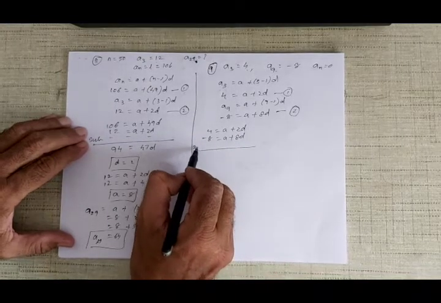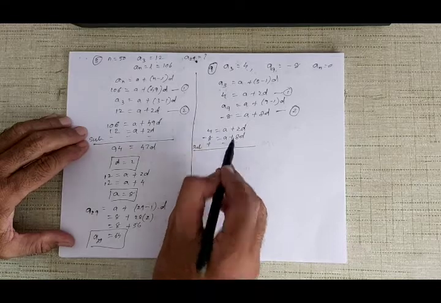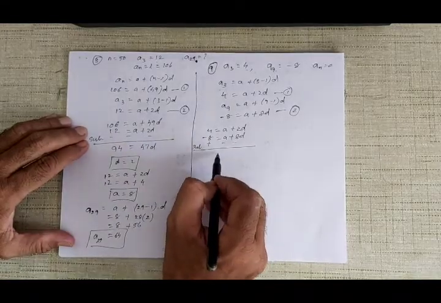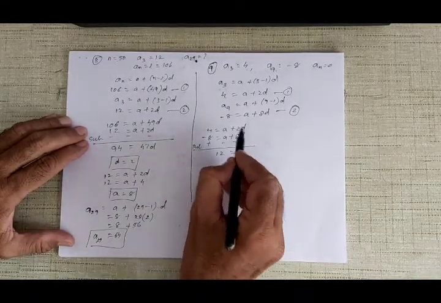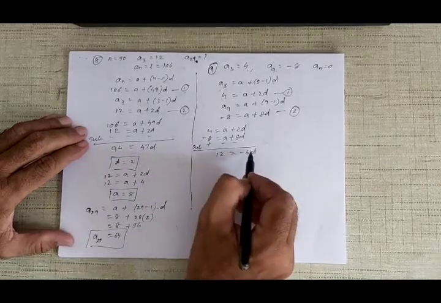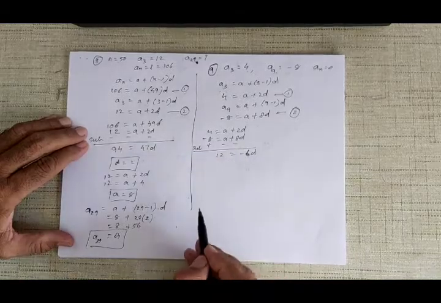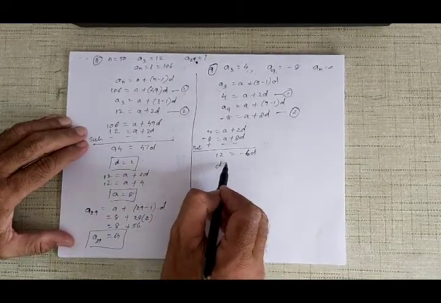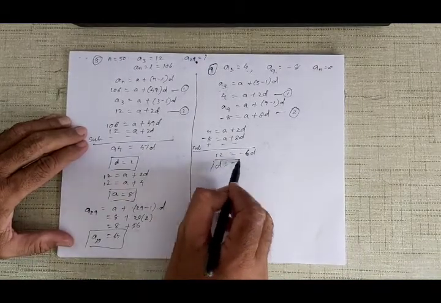Now subtract. When we subtract, the sign will change. Okay, 8 plus 4 will become 12. Cancel A. 2D minus 8D is minus 6D. So 12 is equal to -6D, so D will be equal to -2.